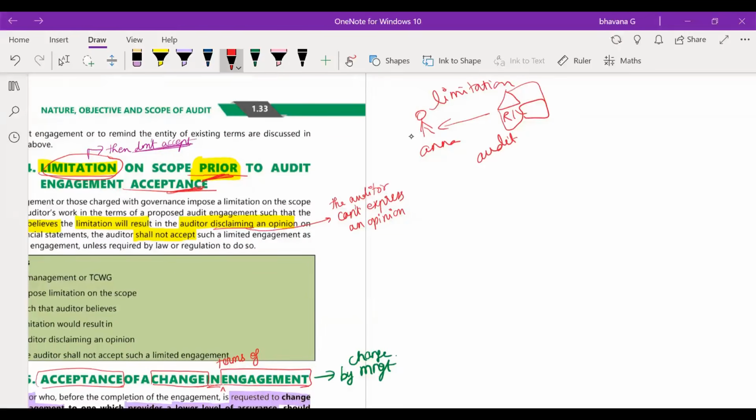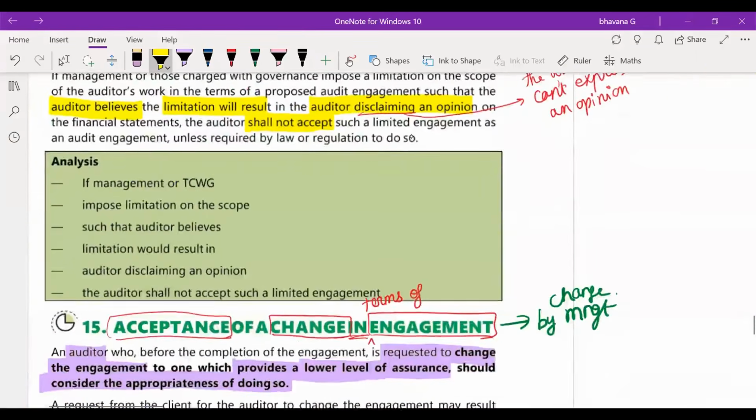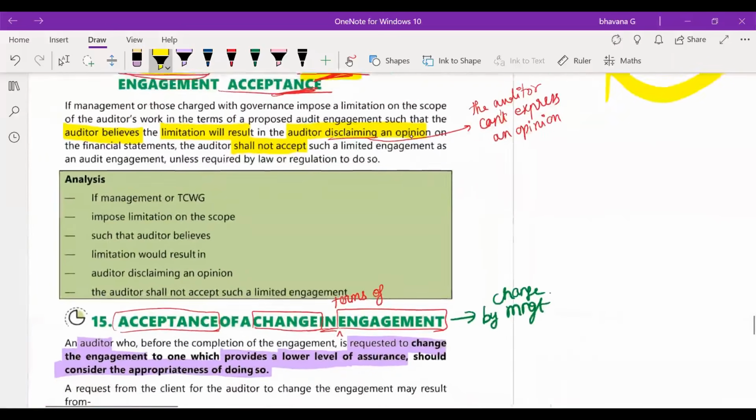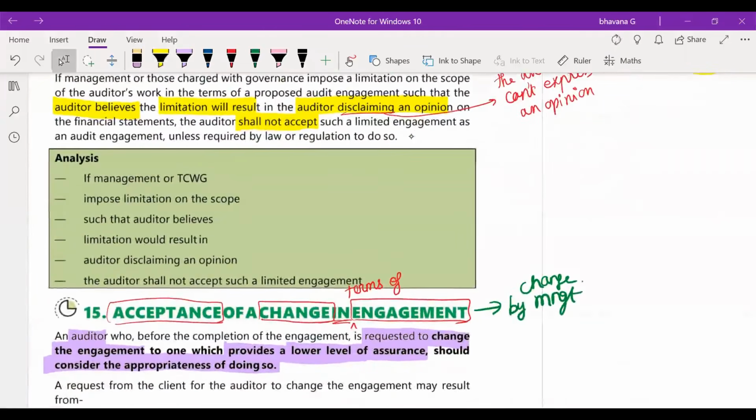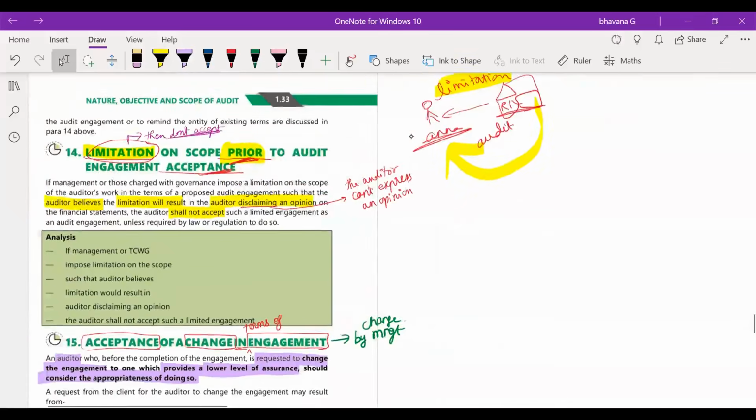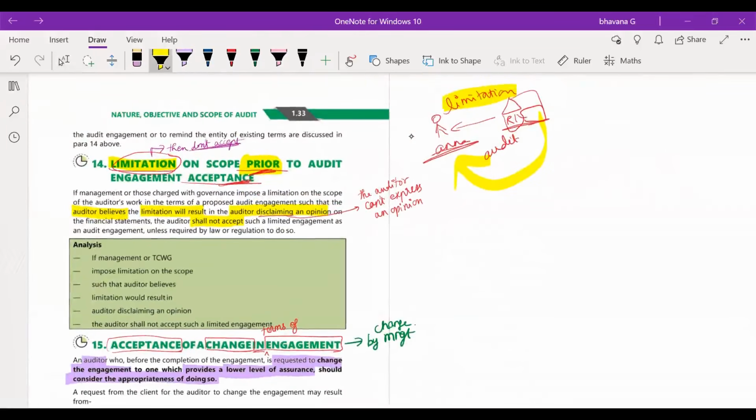See, Auditor Anna has got an offer from Reliance asking whether he can please do the audit. But before he even accepts such an audit engagement, a few limitations are posed on his scope by the company. Regarding that only we are going to see. What will happen is, this limitation which is posed by the Reliance company.